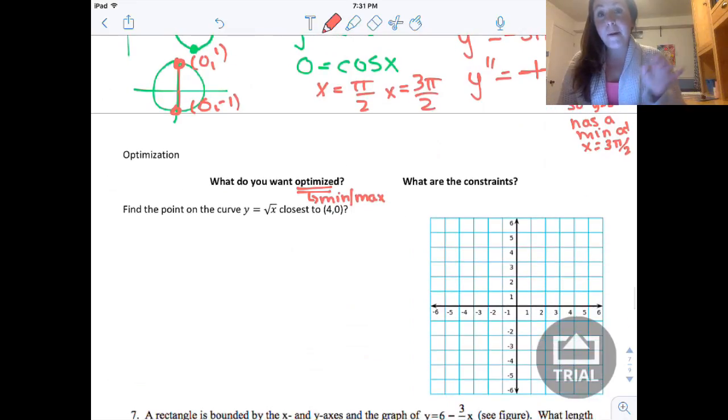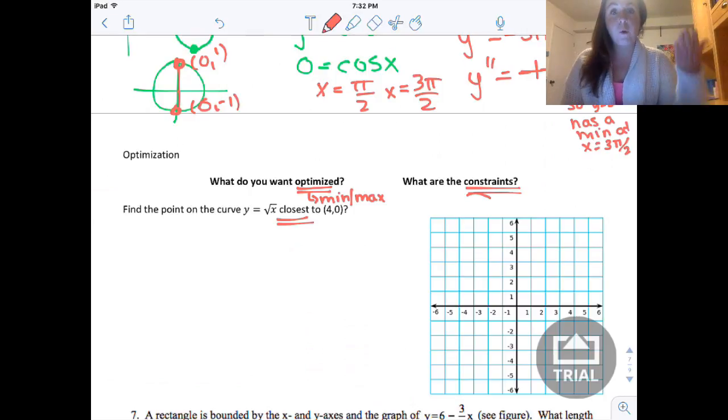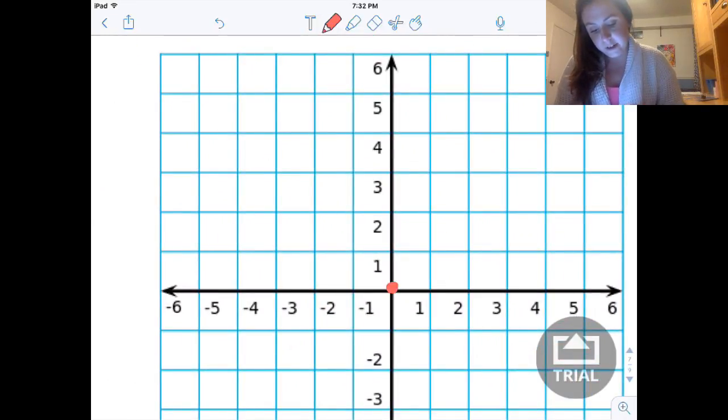All right, so optimization, mins, maxes, right? And we're gonna have things that limit us, constraints. So, this is one I got a lot of questions about. Finding the point on the curve closest to (4, 0). So, when you think about the point on a curve, okay, it's a curve. Let's kind of look at this. Square root x, square root of 0 is 0, square root of 1 is 1, square root of 4 is 2. Kind of looks like that.